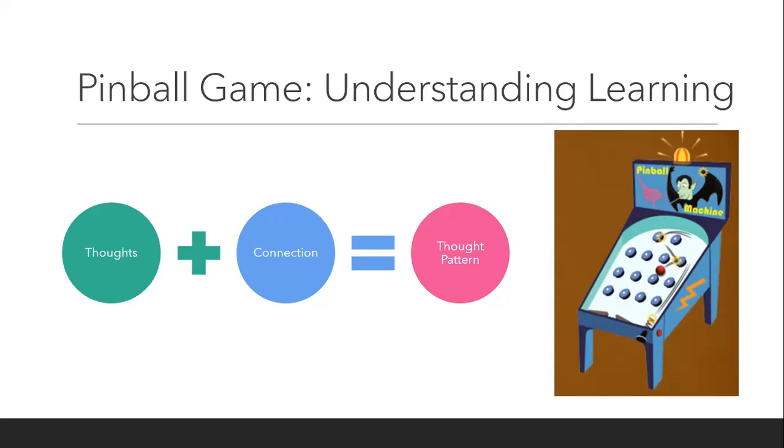So let me introduce one concept, which is called the pinball game. This concept is just to simplify the learning process, because the brain is really complicated, and understanding how the brain works is very difficult. So just to make things very simple to understand, we'll take this example. There are three major things in this pinball game.